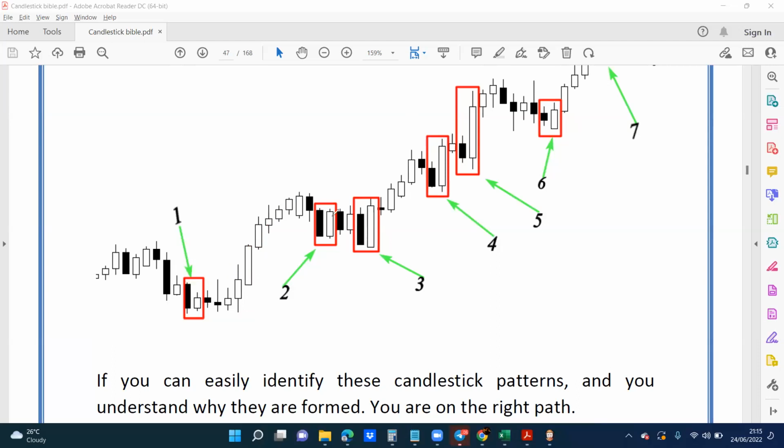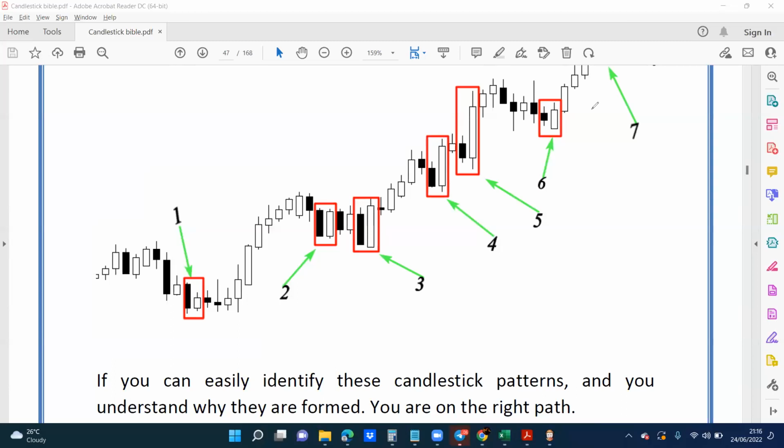What do we call candlestick pattern number 2? Yeah, those are basically tweezers. Who can remember the alternate name for tweezer? Yeah, railroad, right? It could be railroad, RR, whether railway or railroad.